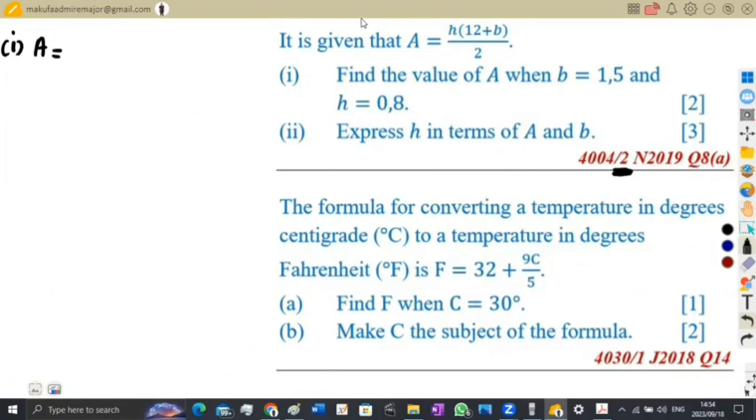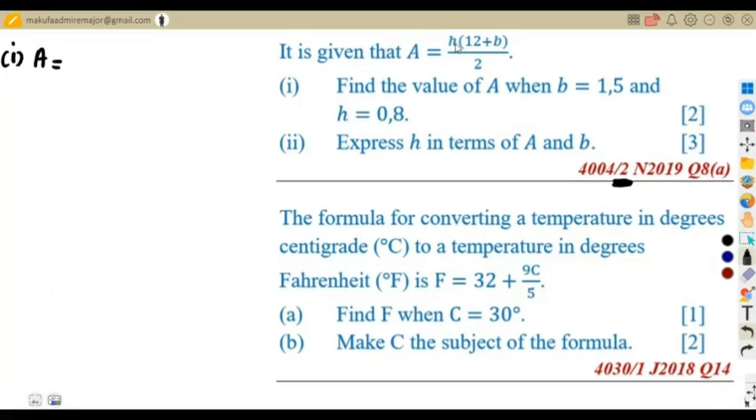So we are going to have H being equal to what? Our A is equal to H. Our H is 0,8. So we are going to have 0,8 into 12 plus our B, which is 1,5, everything over 2 like this. So everything is over 2. Meaning to say we are going to obtain the numerical value of A. So what are we going to do? We can simply divide here. 2 into 2, that's 1. 2 into 8, that is going to be 0,8. Sorry, it's going to be 0,4.